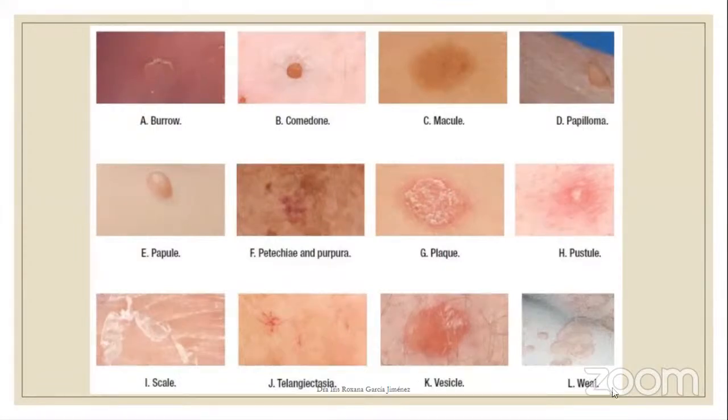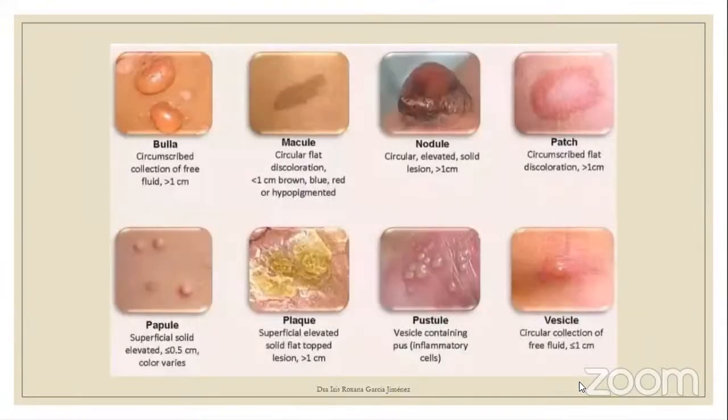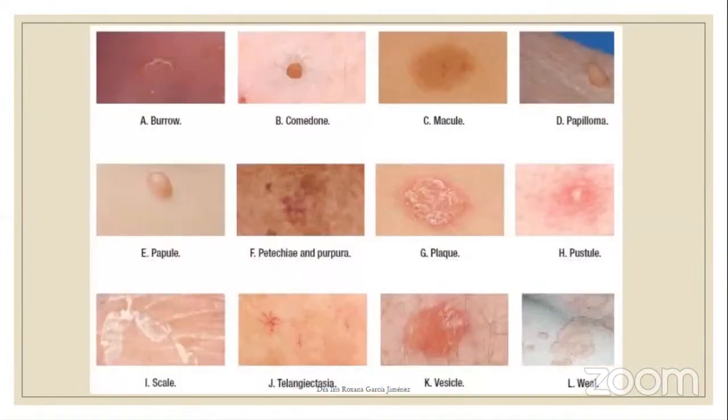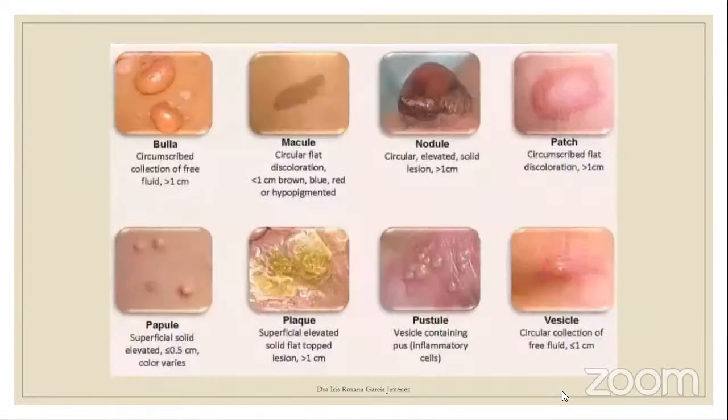You can notice this. We got wheal without an H, and then we got wheal with an H. I'm going to show it in the next pictures. Both of them are the same. One is British English, the other one is American English. British English is with the H. American English is without the H. Well, the same. Bulla, macule, nodule, patch is a new one.